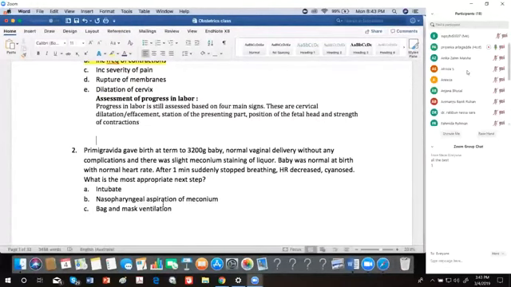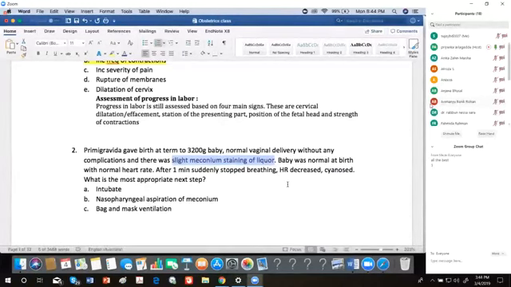So next, the primary gravida gave birth at term to a 3,200 gram baby, normal vaginal delivery without any complications, and there was slight meconium staining of liquor. So the important point to be underlined here is a slight meconium staining of the liquor.